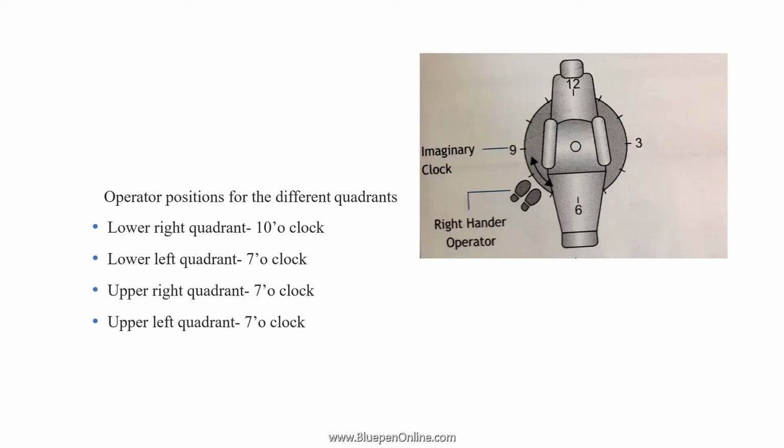So these are the different operator positions for the different quadrants. As you can see, for the lower right quadrant, it's the 10 o'clock position. Okay, it's the 10 o'clock position for the lower right quadrant. Now when it comes to the lower left quadrant, upper right quadrant and upper left quadrant, it's the 7 o'clock position. Okay, so I hope this is clear. This is a very simple concept. So this is how the operator stands while doing an extraction procedure.